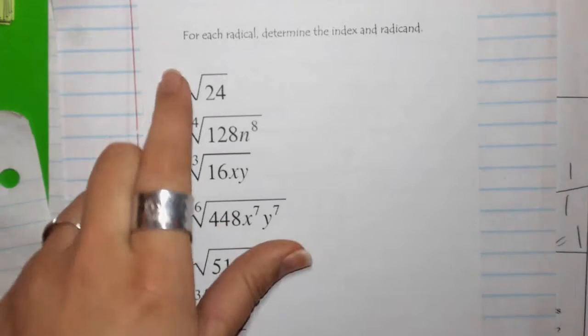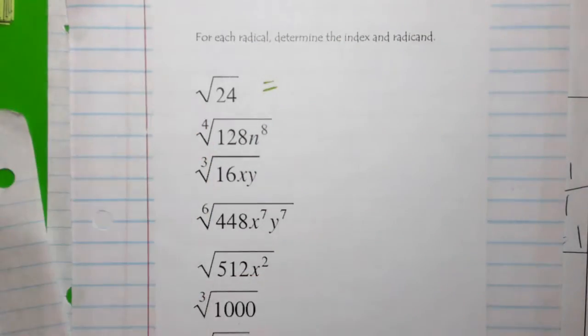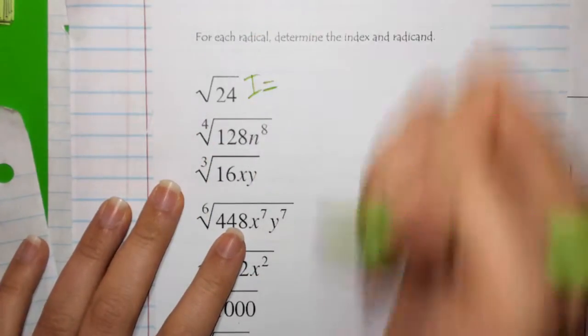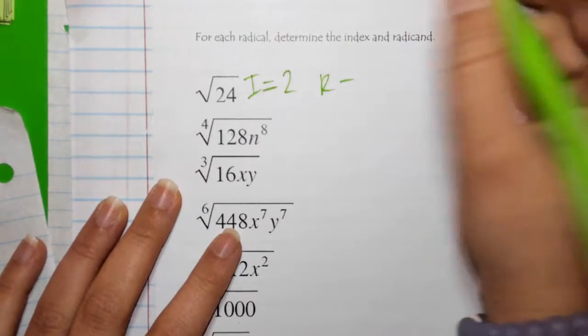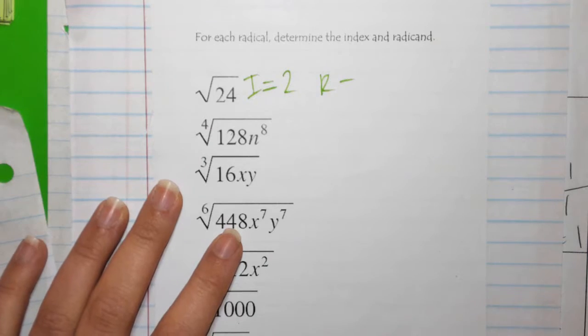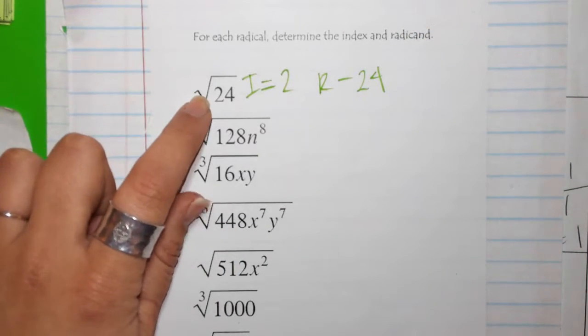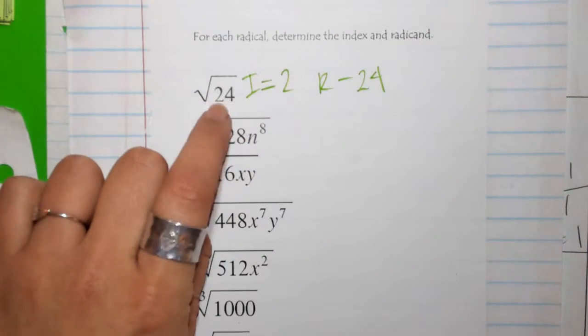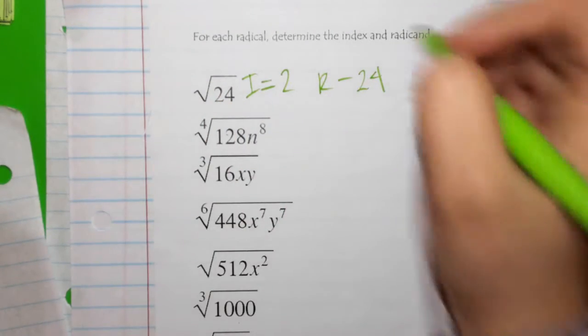All right, so this says for each radical, determine the index and radicand. So who can raise their hand and tell me what they think the index of this first one is? It was 2. All right, what's the radicand? 24. Take a point. So remember, if it's not written there, the index is 2. The radicand is the number under the radical sign, so that's a 24.